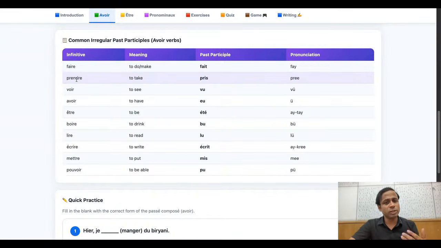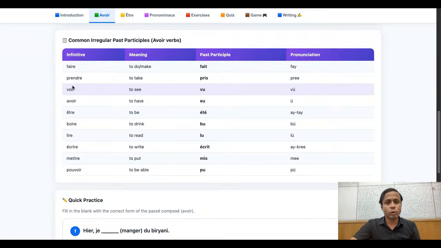Now prendre, which means to take, in the present tense. But what will it be in the past tense? Took, or taken. So prendre becomes took or taken. So that is the past participle. Now voir. Voir means to see. What would be the past tense of voir? Vu. So this is the past participle, saw.